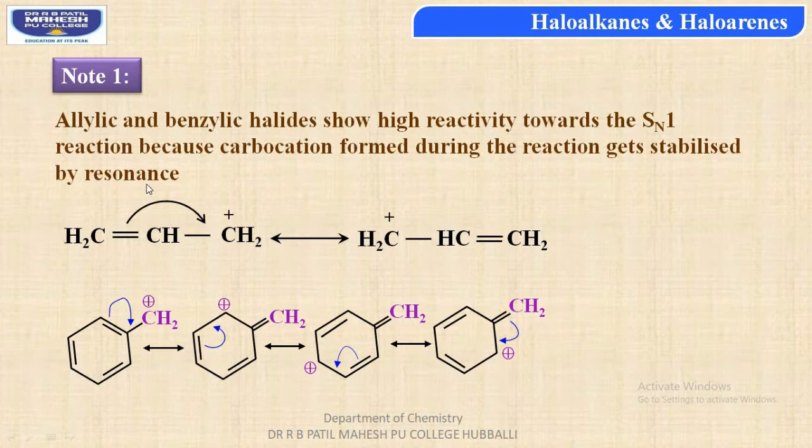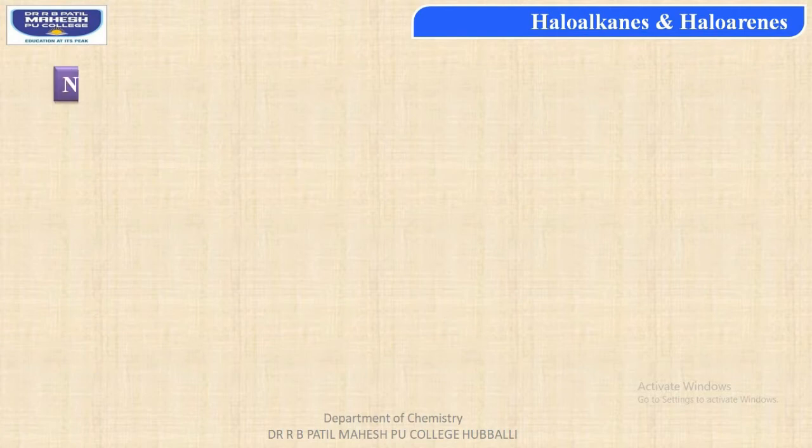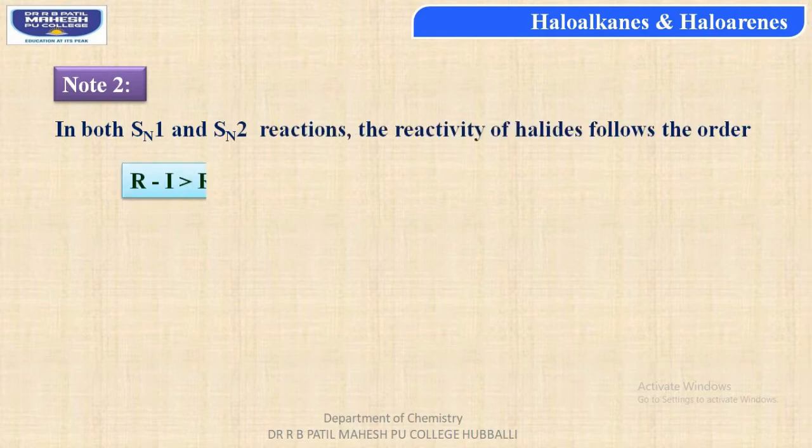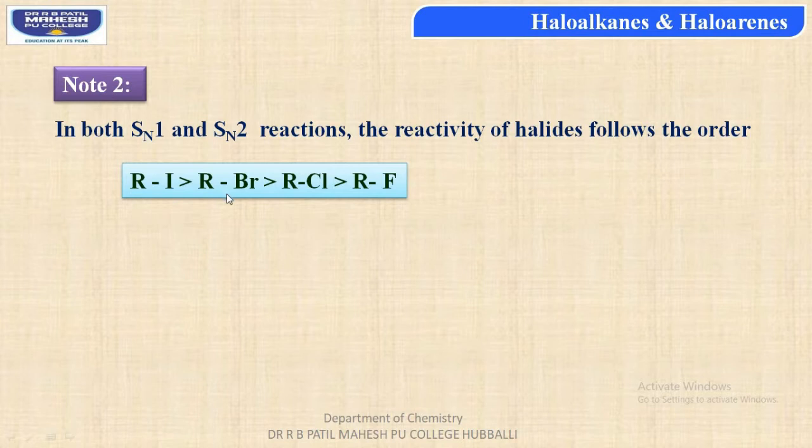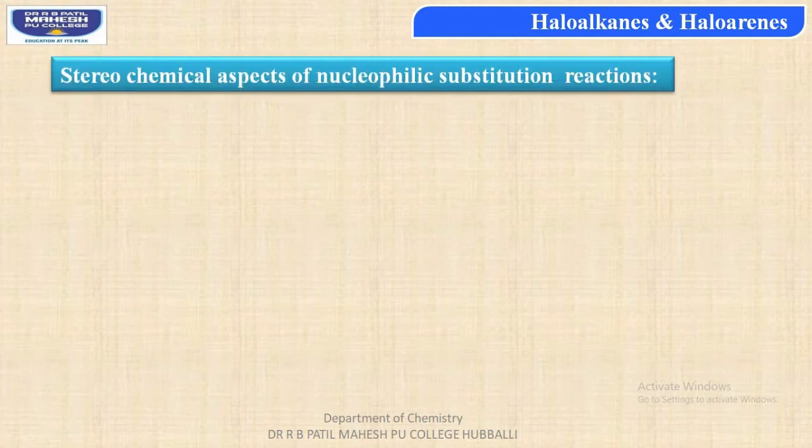Note second, in both SN1 and SN2 reactions, the reactivity of halides follows the order: alkyl iodide is more reactive compared to alkyl bromide, followed by alkyl chloride, and least reactive is alkyl fluoride. Now let's study about stereochemical aspect of nucleophilic substitution reactions.